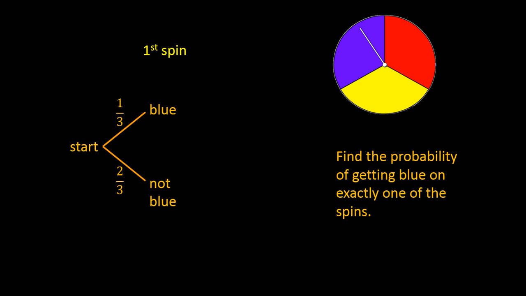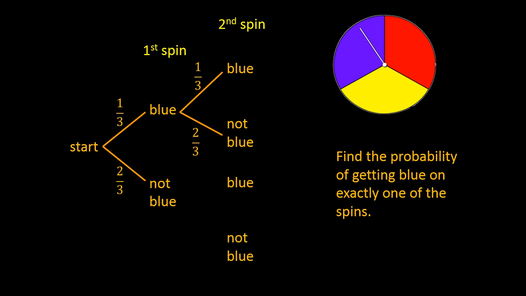So let's suppose we get a blue on the first spin. On the second spin, we could still get a blue or something that's not blue. And once again, the probability of getting a blue is 1/3 and not blue is 2/3. If we don't get blue the first time, then on the second spin, we can either get blue or not blue, and once again, the probability of getting blue is 1/3, and not blue is 2/3.